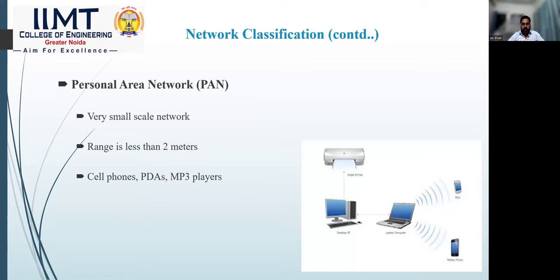Now discuss the personal area network, which is formed by using a limited number of devices, like your system connected to the printer, or two or more mobile phones connected to your laptop with the help of Bluetooth. So the size of the PAN is very small. It ranges less than 2 meters.